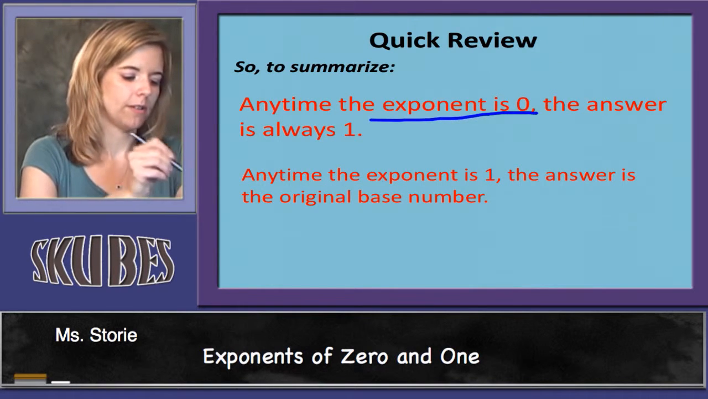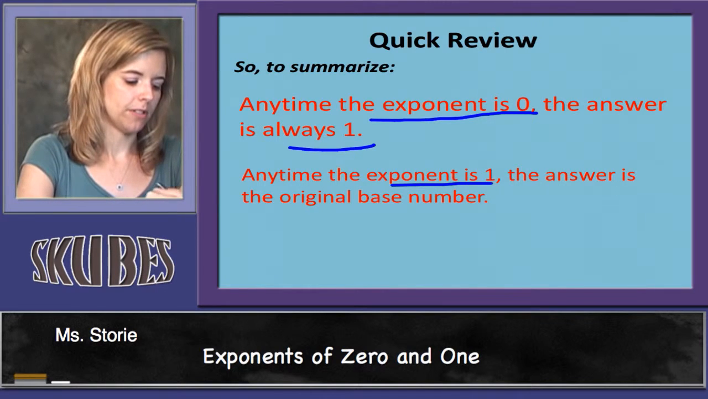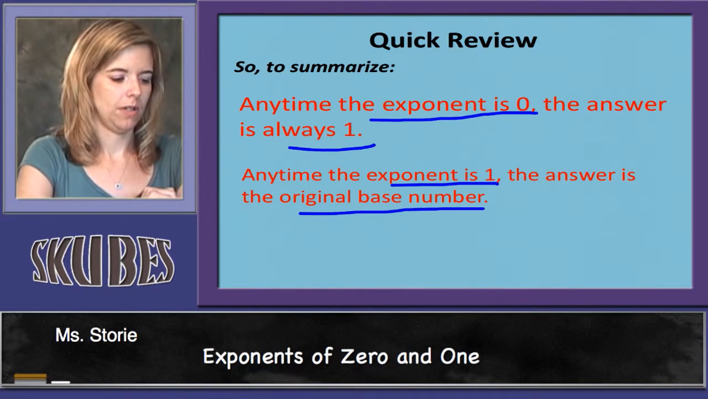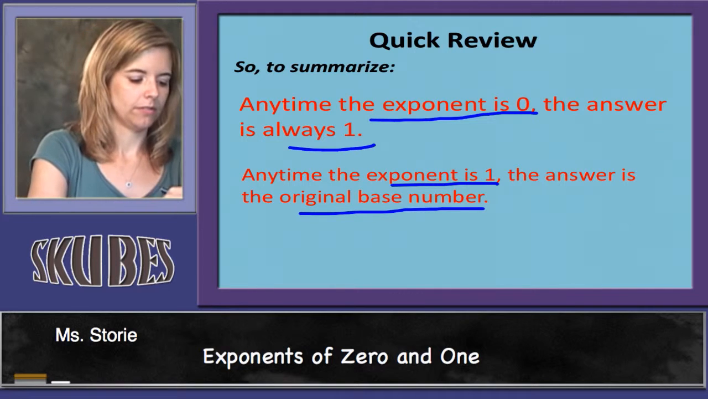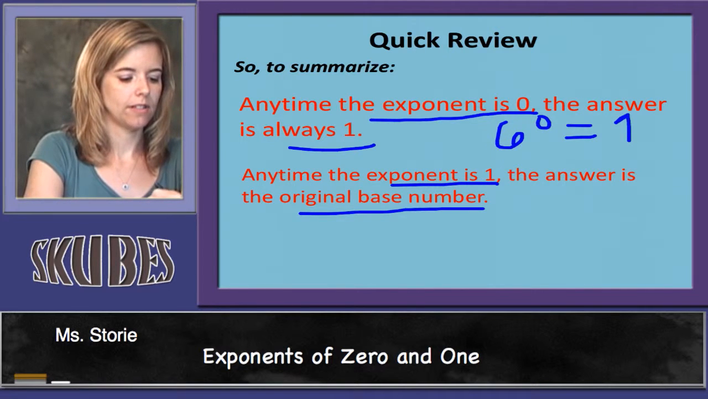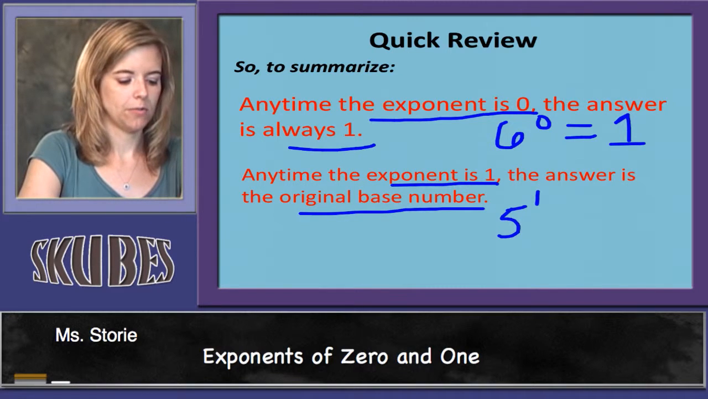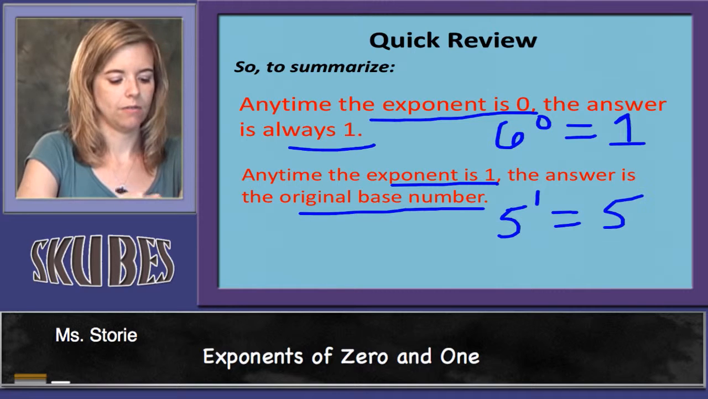Anytime your exponent is 0, the answer is always going to be 1. And anytime your exponent is 1, the answer is always going to be the original base number. So remember, if you have 6 raised to the 0 power, the answer is the number 1. If you have 5 raised to the first power, the answer is the original base number.